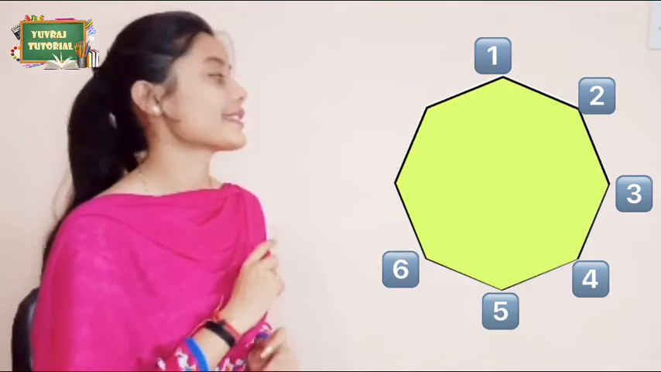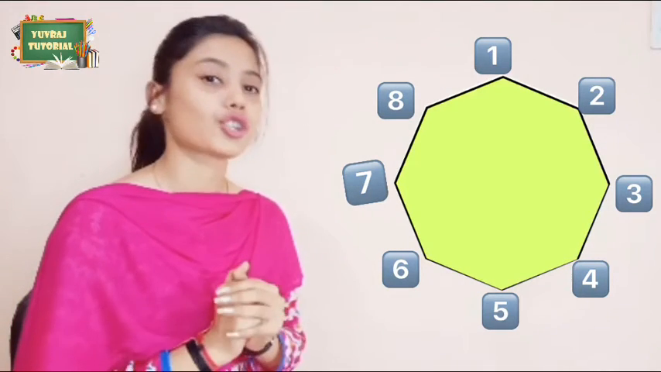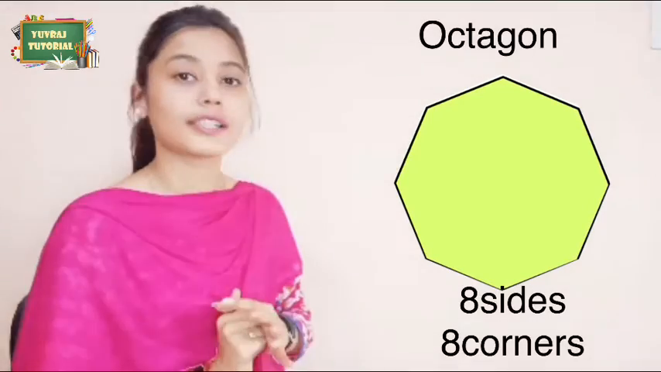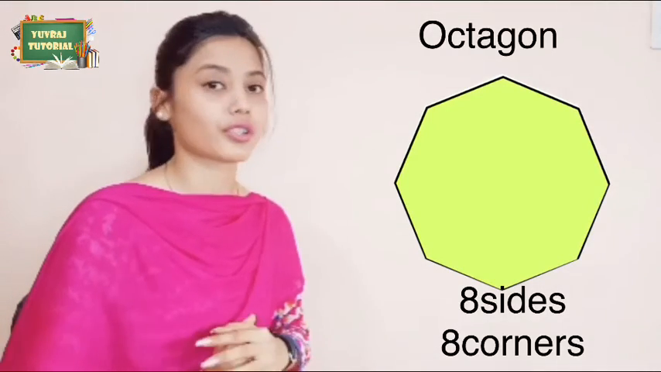Now which shape is this? Let's count the sides and find it out. 1, 2, 3, 4, 5, 6, 7 and 8 sides. 8 sides and 8 corners. The shape is octagon. Now let's look at the objects with octagon shape.